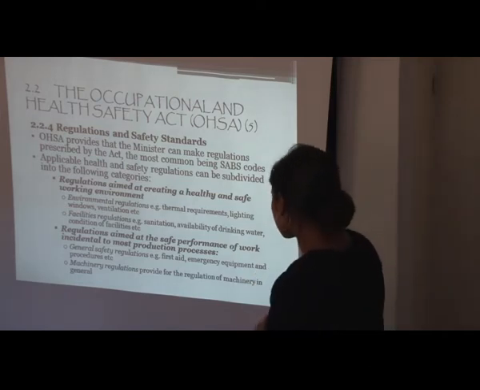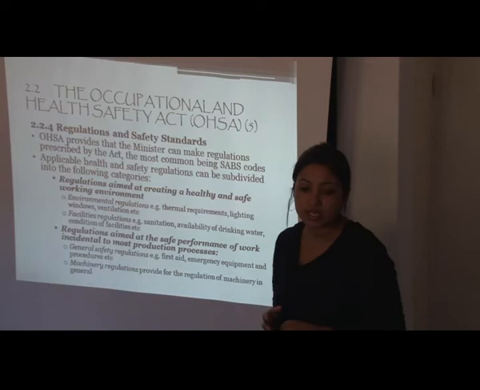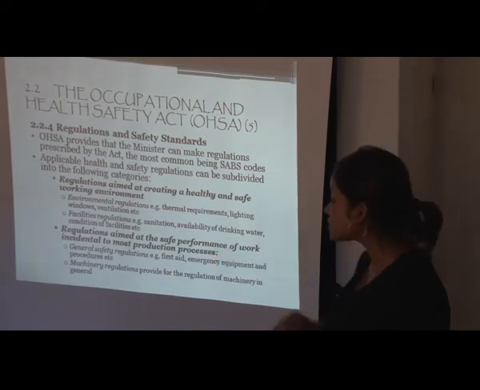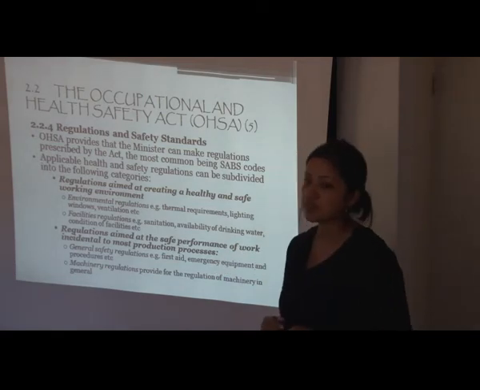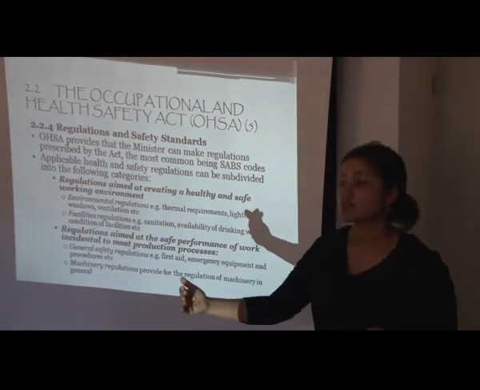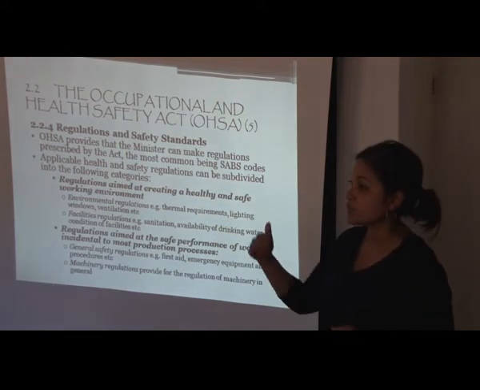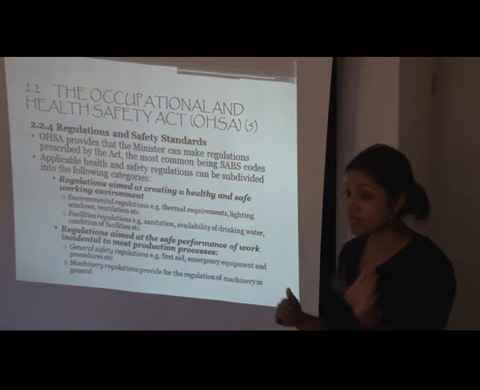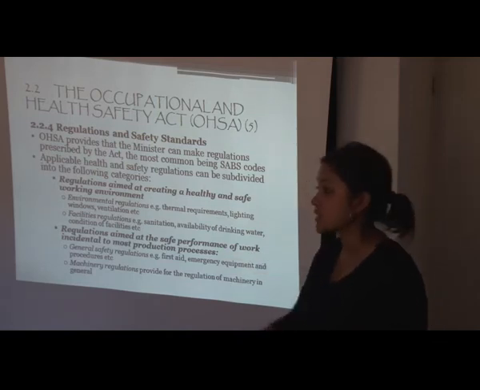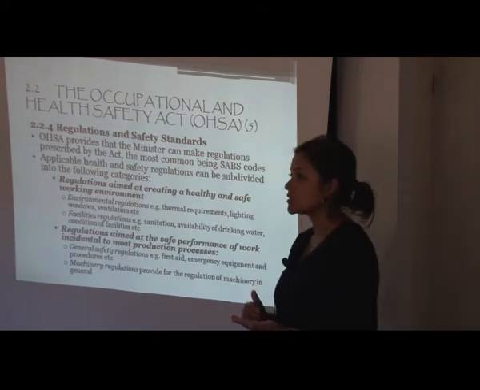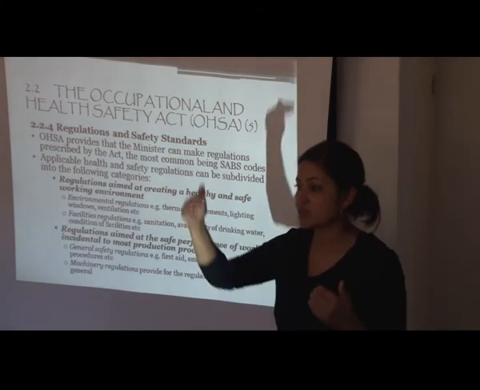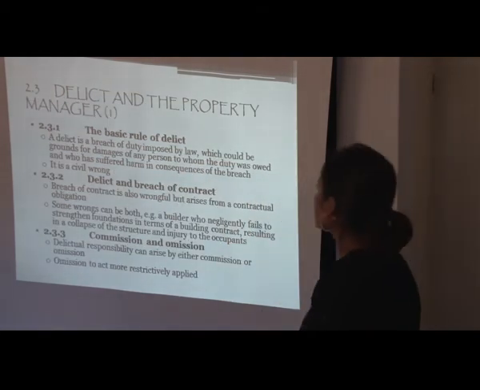Right. And then regulations aimed at the safe performance of work incidental to most production processes. General safety regulations, for example, first aid, emergency equipment and procedures, right? And then machinery regulations provide for the regulation of machinery in general. So let's say I'm a property manager of a C-grade building and I don't want to put lots of funds into it. I can say I don't want to paint the outside because there might be lower compliance regulations for that. But I certainly need to make sure that the lift is properly and fully functional. And how do they do that? There are procedures and regulations in place that this sort of lift will be serviced once every 6 months, as an example, right? There is a regulation that will guide me, and if I don't do it, I can be held accountable for not ensuring compliance.